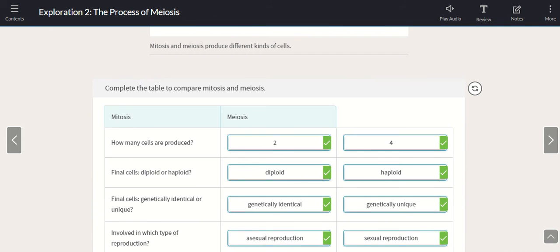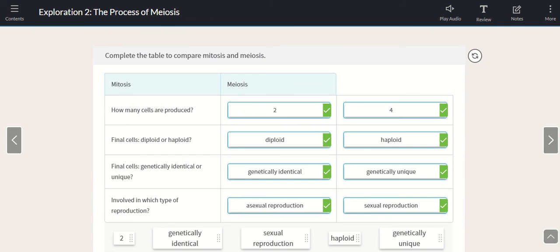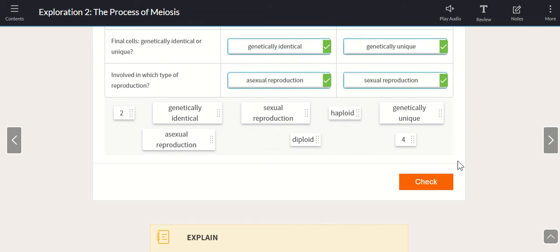All right, here's another good way to summarize this. I put this table together, so when you do yours, go ahead and compare it to this one if you're having trouble. But this is also a good way to describe the differences between mitosis and meiosis.